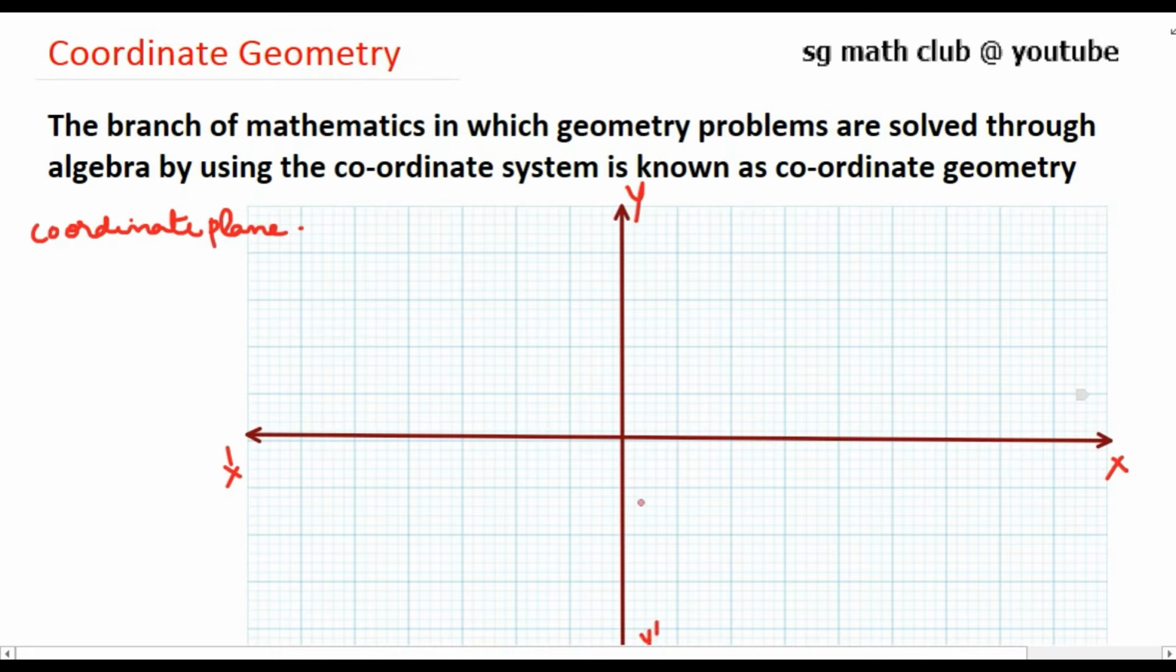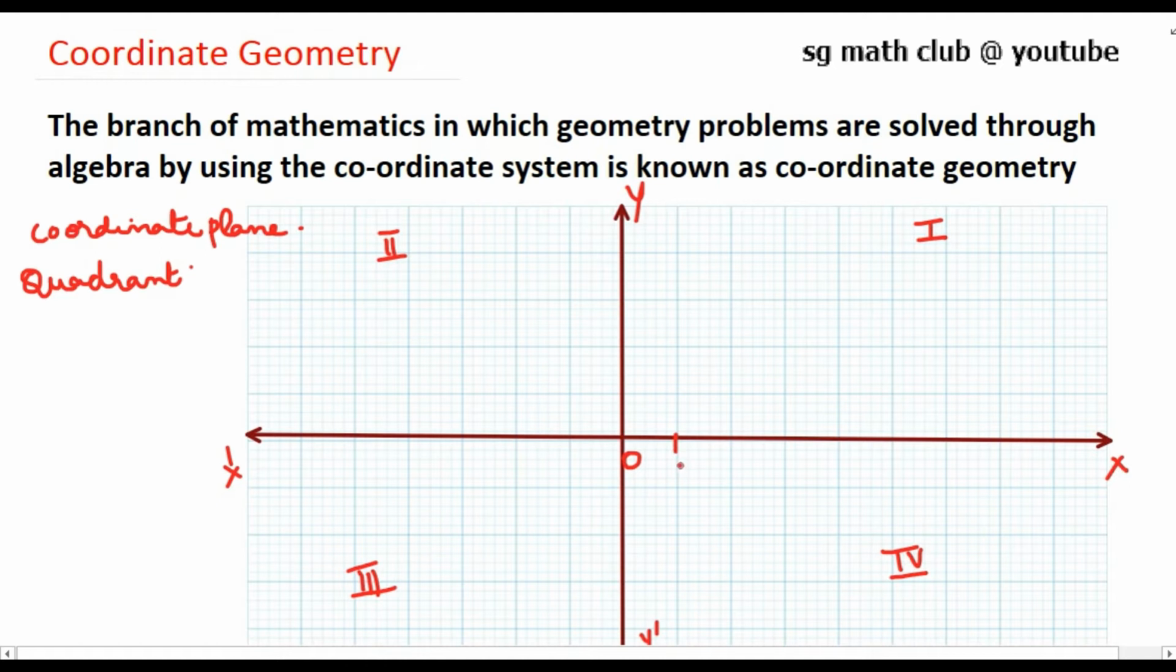And these coordinate axes, that means the x-axis and the y-axis, divide this Cartesian plane into 4 parts. You can see here 4 parts: first part, second part, third part and fourth part. Each part is called a quadrant. And the point of intersection of these axes is the origin, usually denoted by O.